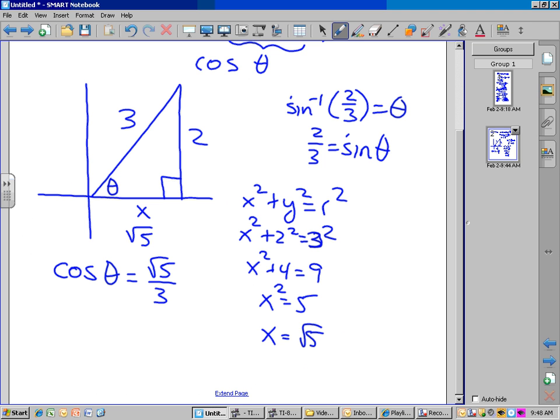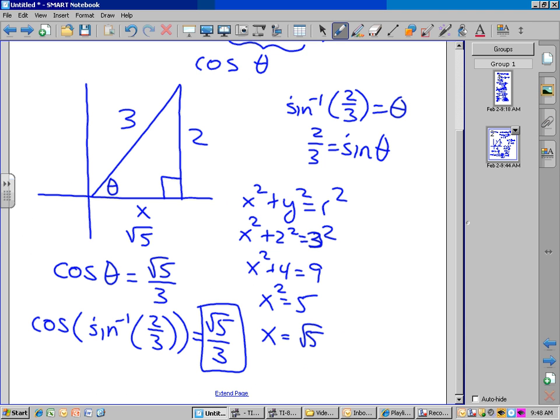So can we answer the original problem, theta being represented by the inverse sine of 2/3? Absolutely. That's what we wanted to answer, right? The cosine of the inverse sine of 2/3 is equal to the square root of 5 over 3.